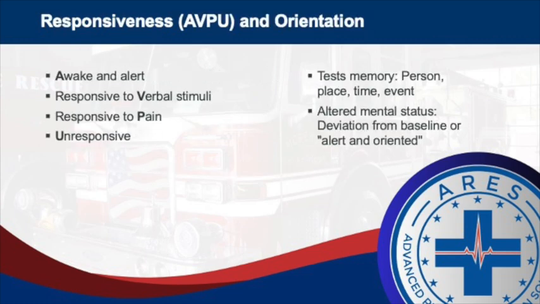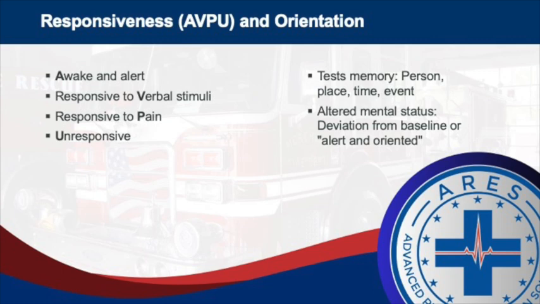Let's take a closer look at how we assess responsiveness using the AVPU scale. This simple but effective tool helps us quickly evaluate a patient's level of consciousness. If the patient is fully awake and alert, they're classified as A. If they respond to verbal cues, such as speaking or opening their eyes when you call their name, they're rated as V. If they only respond to painful stimuli, such as a sternal rub or a pinch, they're rated as P. And if they show no response to verbal or painful stimuli, they're classified as U, unresponsive. If the patient is awake, the next step is to test their orientation by checking their memory.